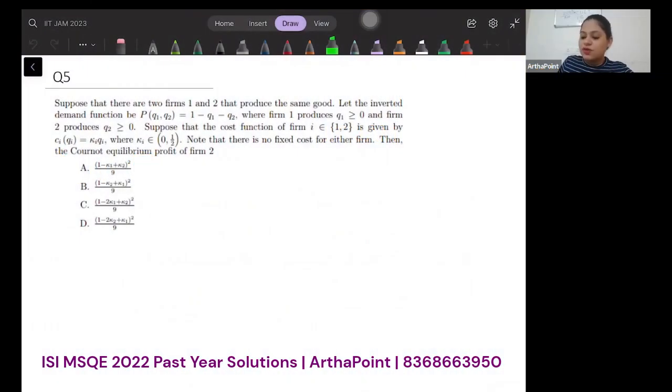Suppose that there are two firms, 1 and 2, that produce the same good. Let the inverted demand function be this. Firm 1 produces Q1 greater than or equal to 0 and firm 2 produces Q2 greater than or equal to 0. And then you're given the cost as KiQi, and there is no fixed cost. Then find the Cournot equilibrium.